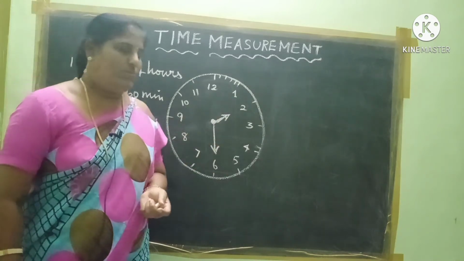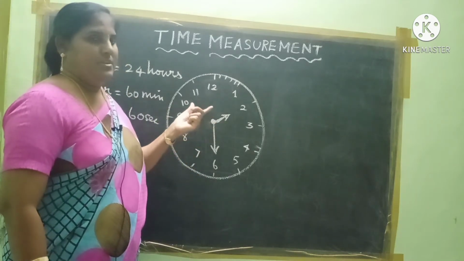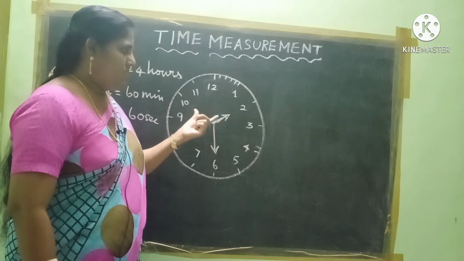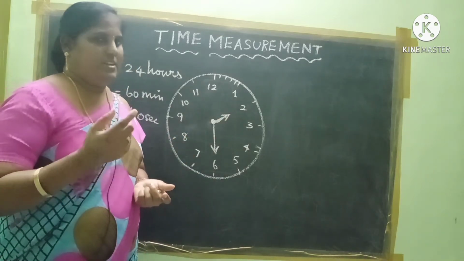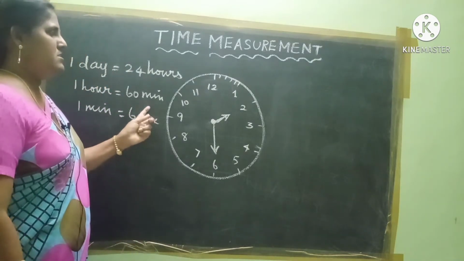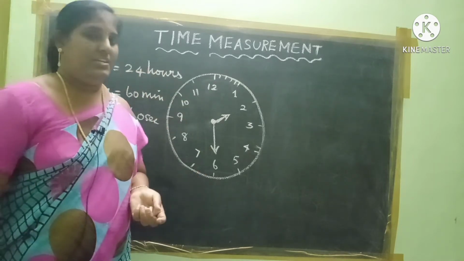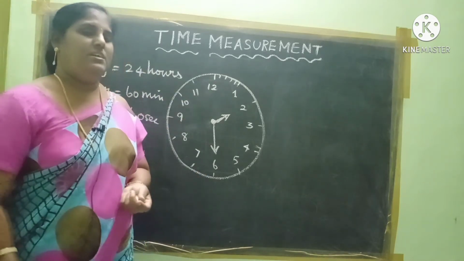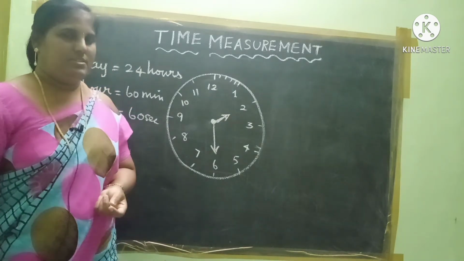So now we are going to see what the units of time are. For example, seconds, minutes, hours, a day, and then a week, month, etc. These are the basic units of time, isn't it?